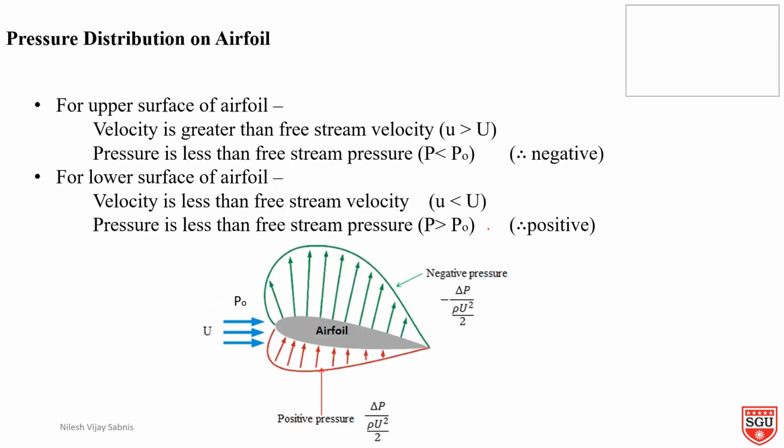sin alpha. The pressure distribution on the aerofoil: on the upper surface of the aerofoil, velocity is greater than the free stream velocity and pressure is less than the free stream pressure. On the lower surface of the aerofoil, velocity is less than the free stream velocity, and pressure is greater than the free stream pressure. So with this we have mostly completed all the parts of the forces on immersed bodies. The numericals remain, which we will cover in the upcoming lectures. Thank you one and all.